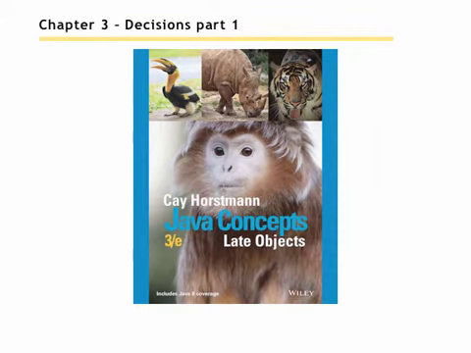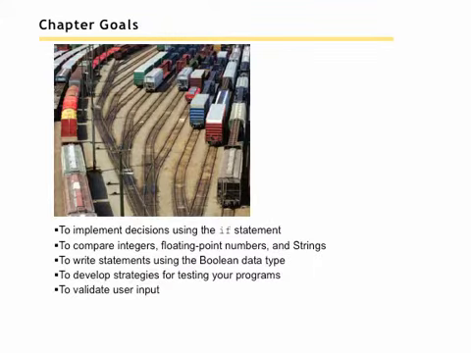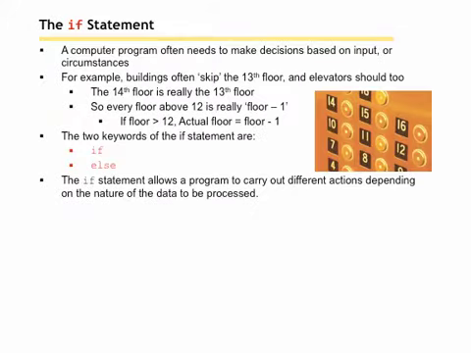Chapter 3, Decisions, Part 1. Our goals for this chapter are to learn how to implement decisions using the if statement, to compare integers, floating point numbers, and strings, to write statements using the Boolean data type, and to develop strategies for testing your programs, and finally to validate user input.